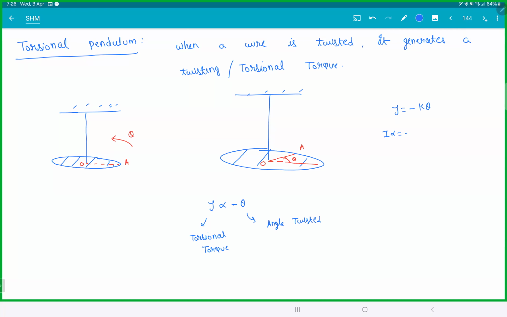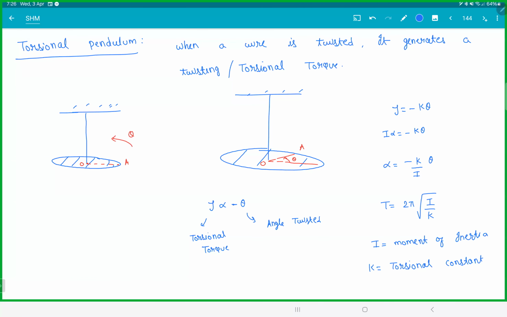Torque is equal to I alpha. Alpha is minus k by I into theta. So time period is 2 pi root over I by k. I is the moment of inertia about the axis and k is the torsional constant. So k will tell you how difficult it is to twist a thing. More about this we'll talk in elasticity. Regarding this k, we will discuss in elasticity.